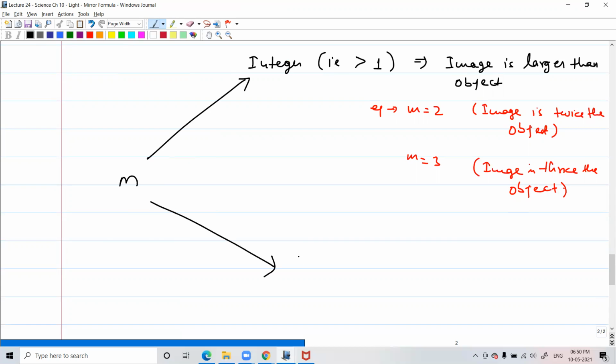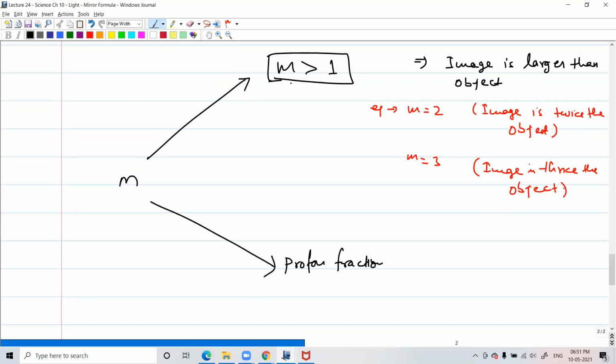Now, other scenario is M is a fraction. So when M is greater than 1, this is what basically I want to say, not just integer. It could be 1.5 also and 2.5 also, still it will be greater, okay? So it doesn't have to be integer always. So let me make it as 2.5. If M is 2.5, then image is 2.5 times the object, right?